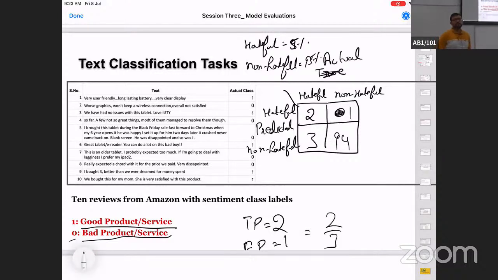Again, here there are 2 caveats. The first caveat is you have to define what your positive class is. What if I had defined non-hateful as my positive class? Then this precision value would have changed. You would have to again find out the number of true positives and the number of false positives, and then you would compute the precision value.